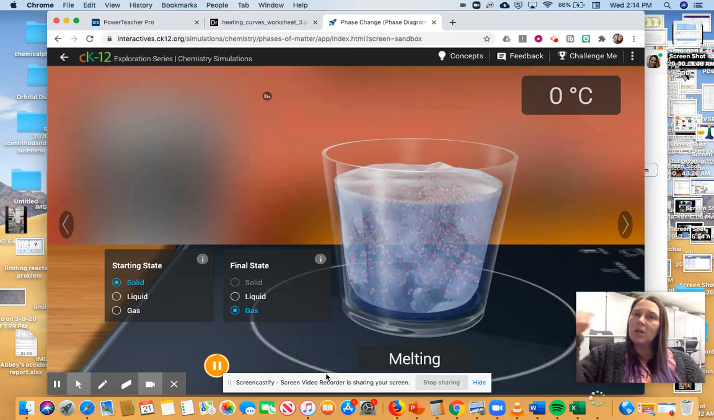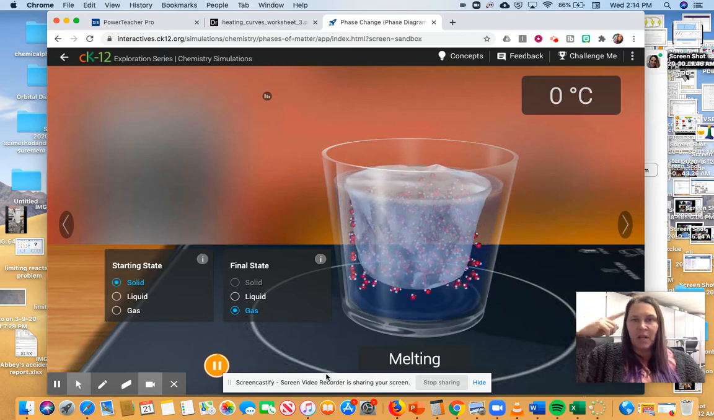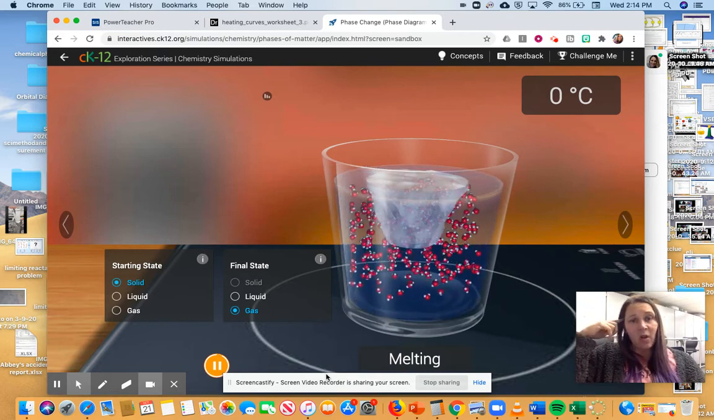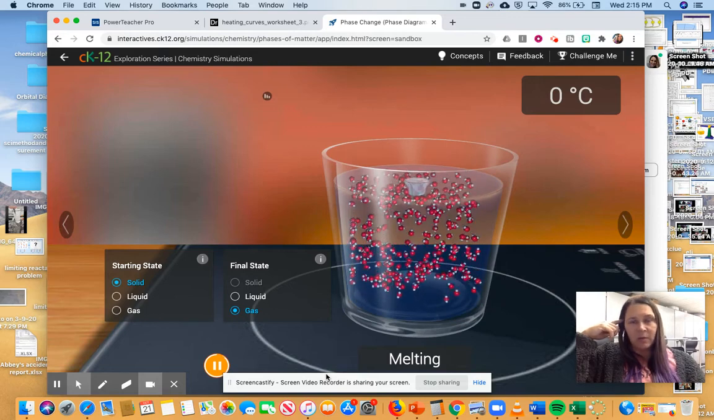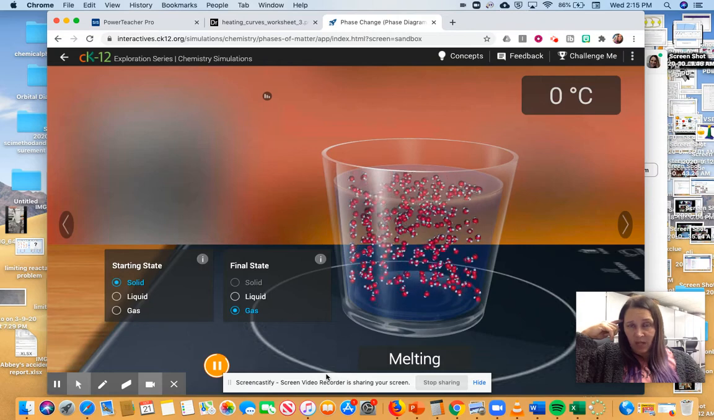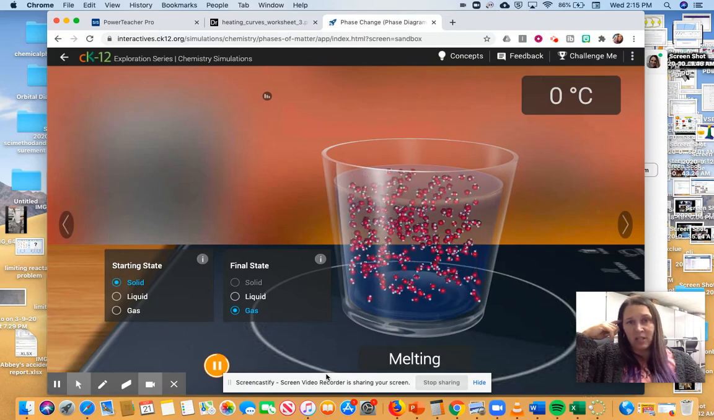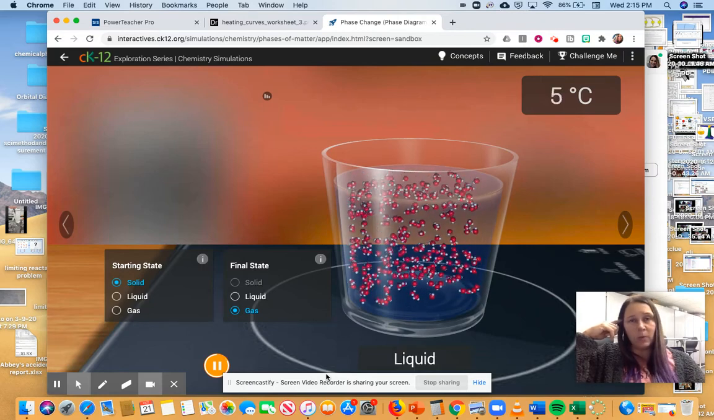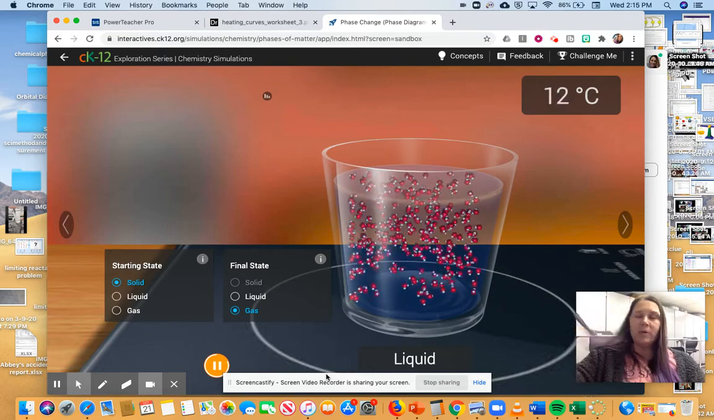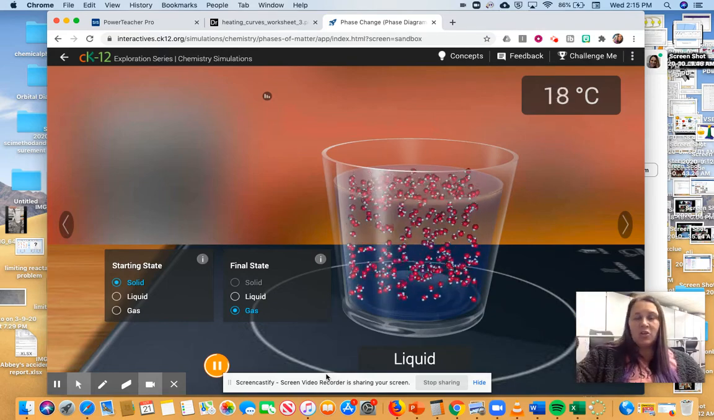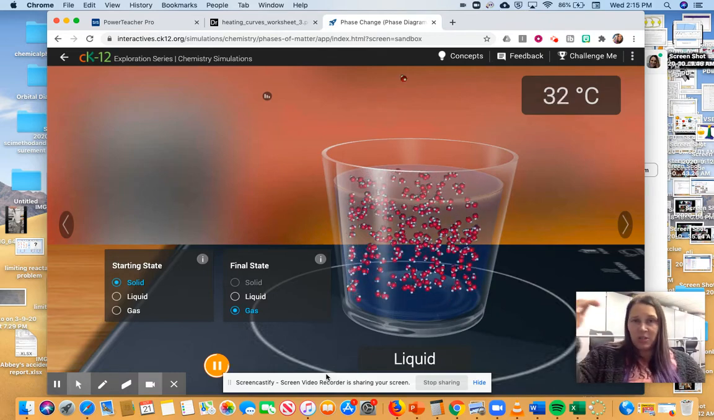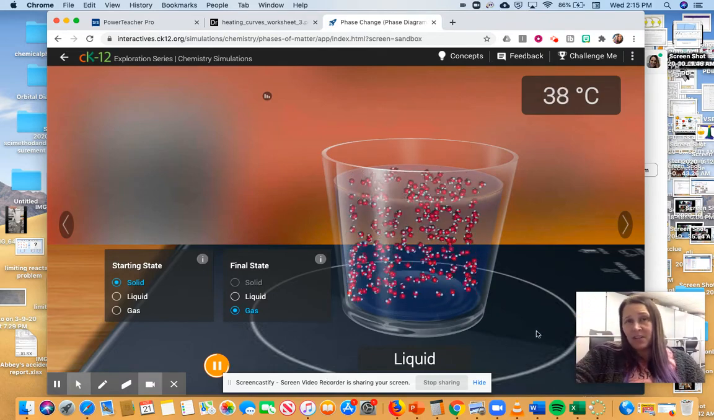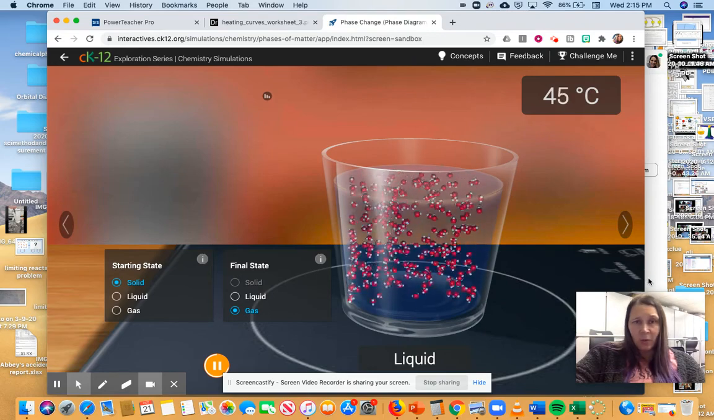Once it gets to 0, we're going to notice that the temperature stays the same. And then it stays the same until all the substance becomes a liquid. Now, once it all becomes a liquid, we're going to start seeing the temperature rise again. And the temperature is going to continue to rise until we reach the boiling point. And the boiling point is the temperature at which the pressure of the system equals the air pressure pushing down on it. And for water, that's 100 degrees Celsius or 212 Fahrenheit.